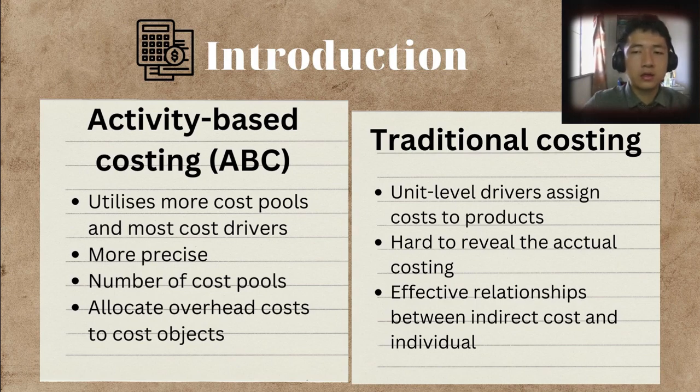For traditional costing, unit-level drivers assign cost to products. Unit-level activities occur every time a service is performed or a product is made. It is hard to reveal the actual costing, the effective relationship between indirect cost and individual products.